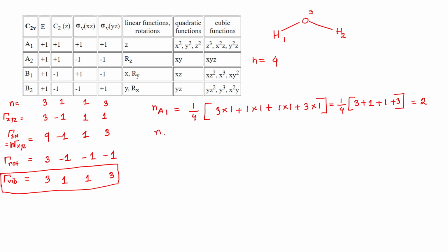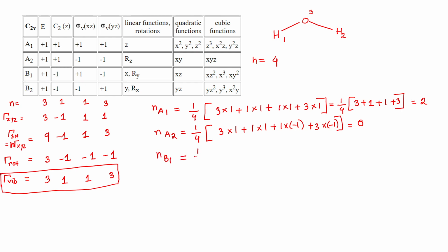What about A2? A2 is 1 over 4: 3 into 1 plus 1 into 1 plus 1 into minus 1 plus 3 into minus 1. So 3 plus 1 is 4, minus 1 is 3, minus 3 is 0. There is no A2.